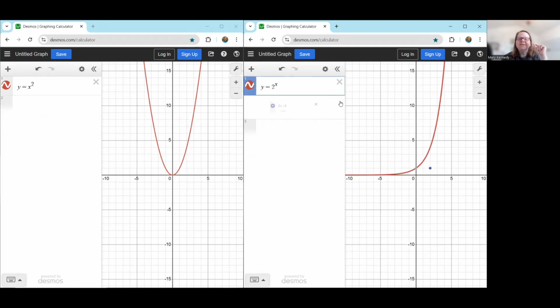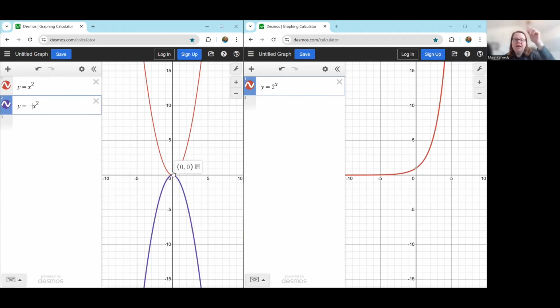Now, let's talk about something called reflection over the x-axis. When I want to reflect, I just need a negative sign after the equal sign. And notice what it did. It took all the points in that parabola and it flipped them down. It flipped them across that x-axis. And if I want to do that with exponentials, I again just need a negative after the equal sign. That's a reflection over the x-axis.